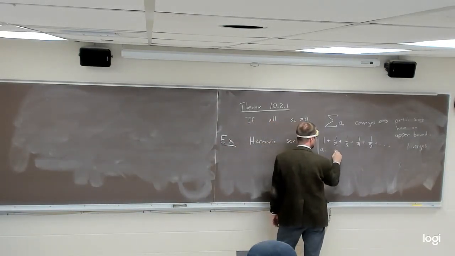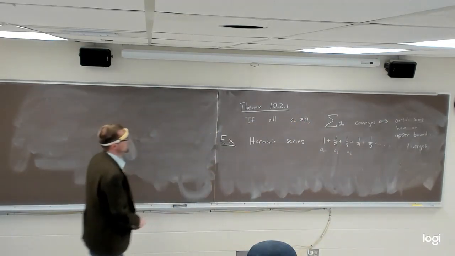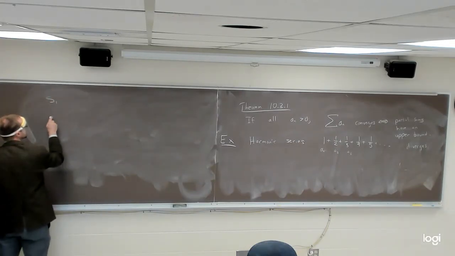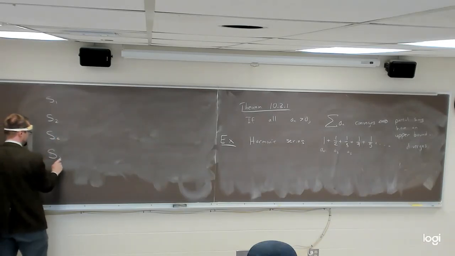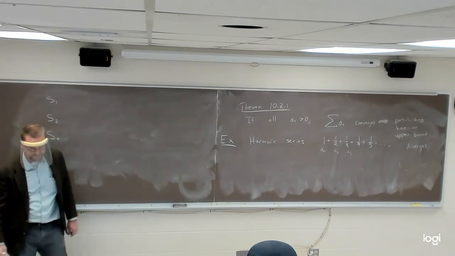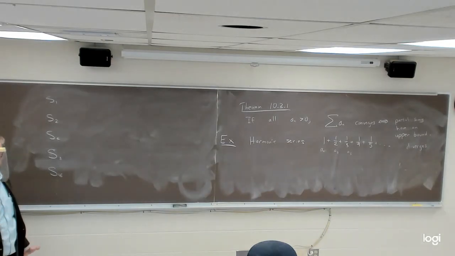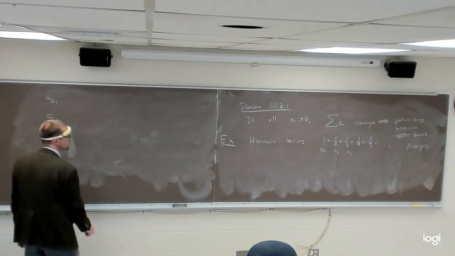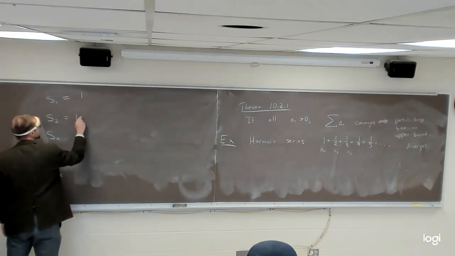It is A1, A2, A3. I'm going to look at the first, second, fourth, 8th, 16th, and so on partial sums. I'm just going to focus on the ones that are powers of 2. We'll see why. The first partial sum is 1, and the next is 1 plus a half.